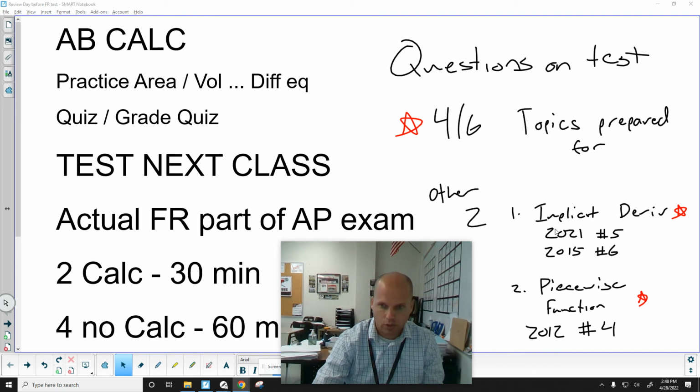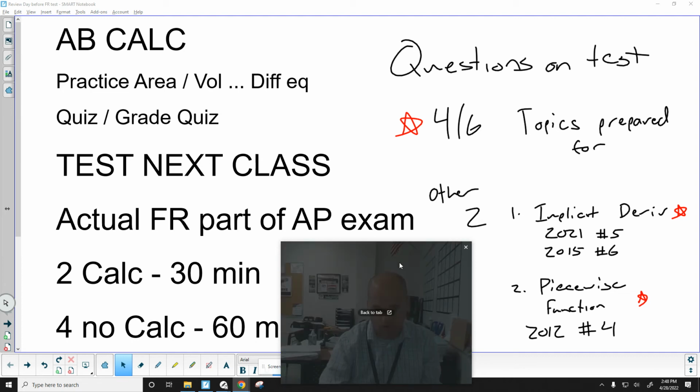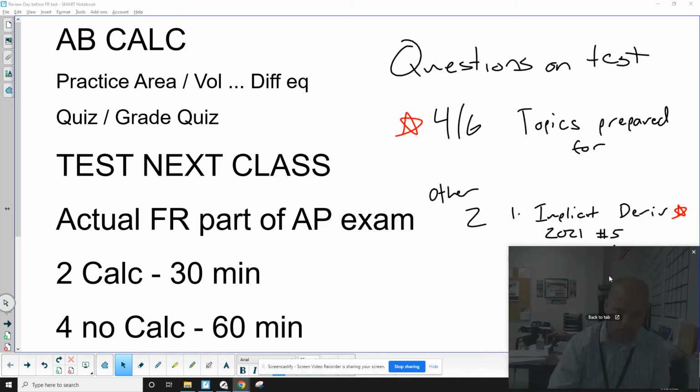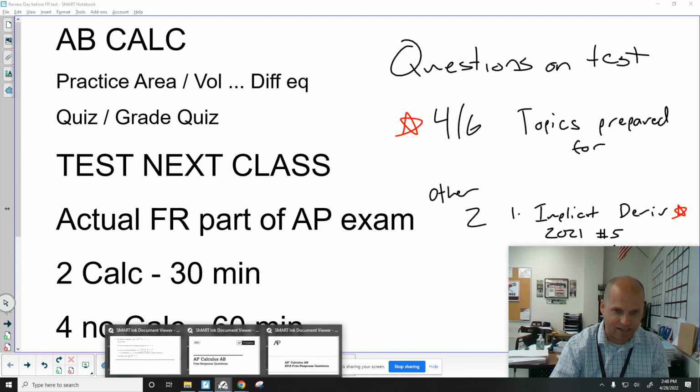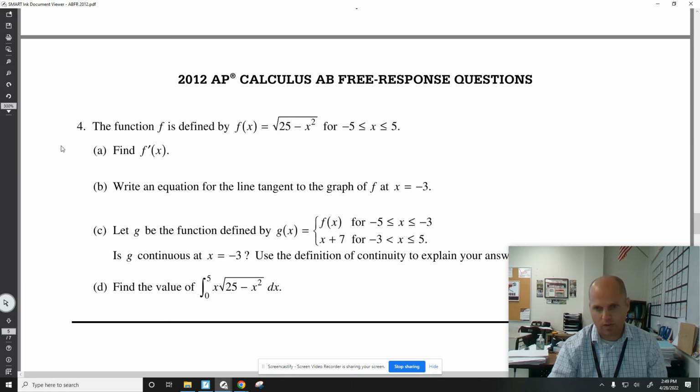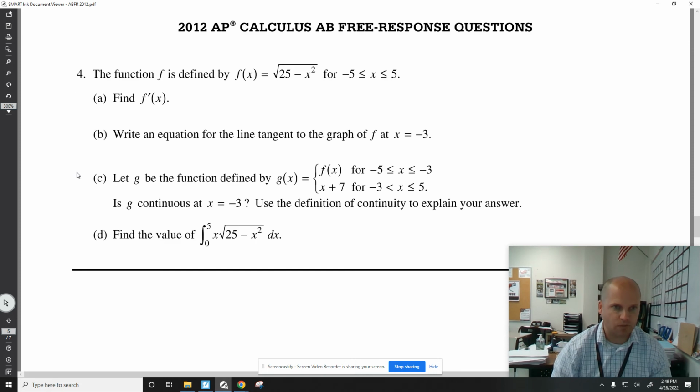I told you there's 2 implicit derivatives from like the past 10 years and 1 piecewise function. I'm going to start with the piecewise function. 2012 number 4, and I'm going to add a bunch of parts to it based on what I think they could ask you if you're given a piecewise function. This is 2012 number 4. It's a no calculator problem because it's number 4.